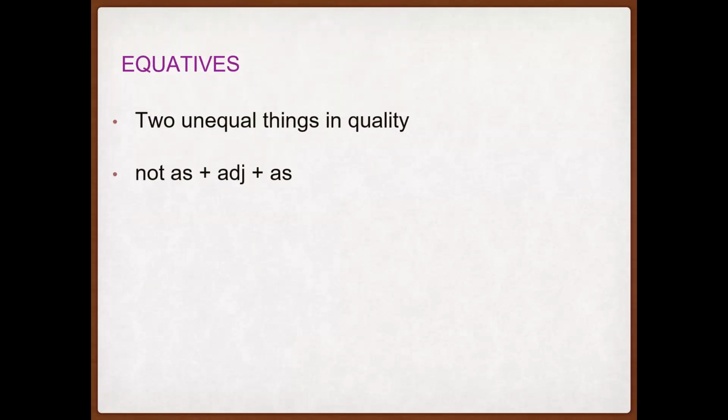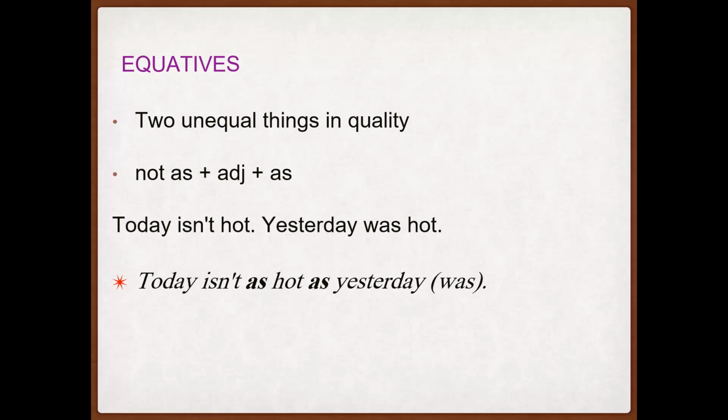Equatives are also used to say that two things are unequal in quality. We use not as plus adjective plus as. For example, today isn't hot. Yesterday was hot. The sentence has to be something like, today isn't as hot as yesterday. Another example is, my house isn't as big as your house.